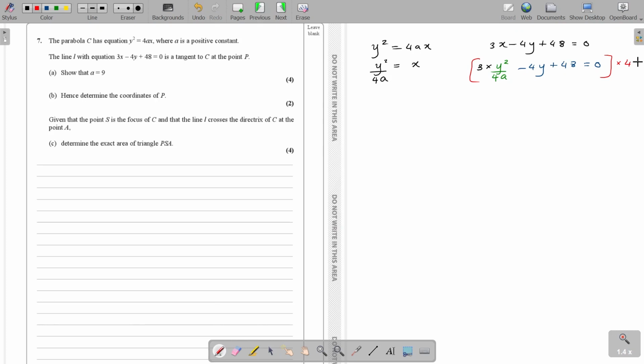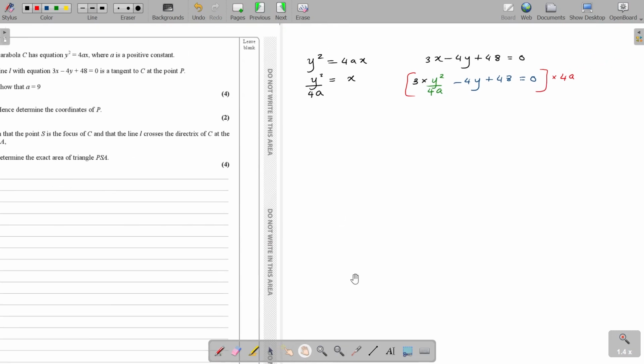So what do we get here? 3y square minus 4 times 4 is 16ay. Can you all multiply 48 times 4? 192. 192a equals 0. So 3y square minus 16ay plus 192a equals 0. So you have a quadratic equation in y.